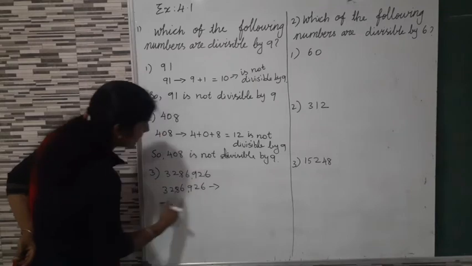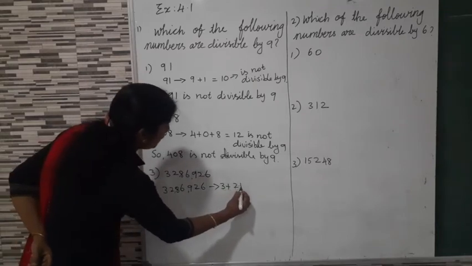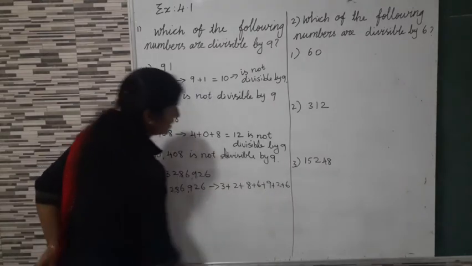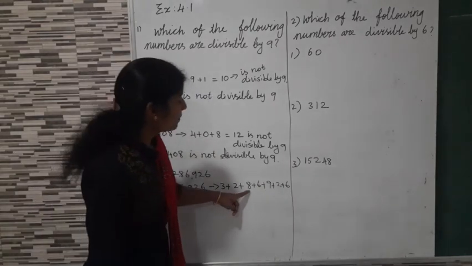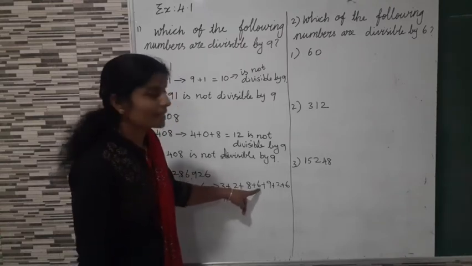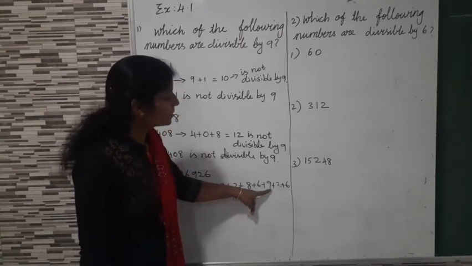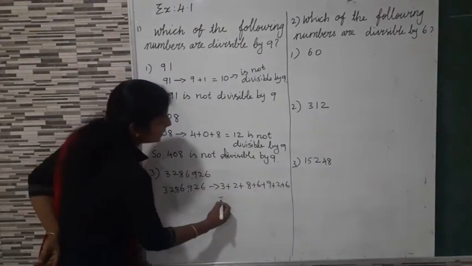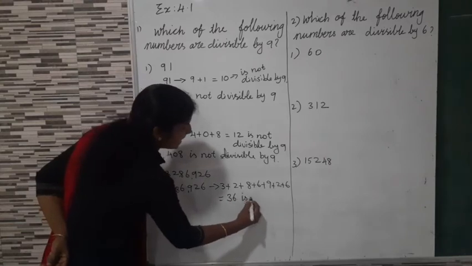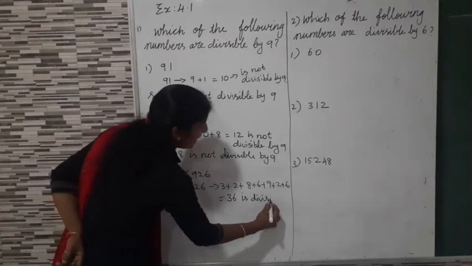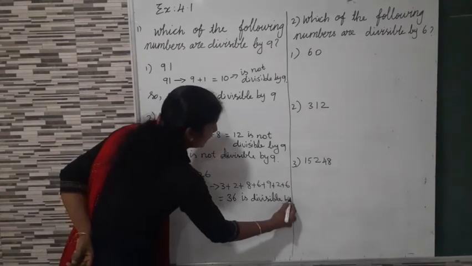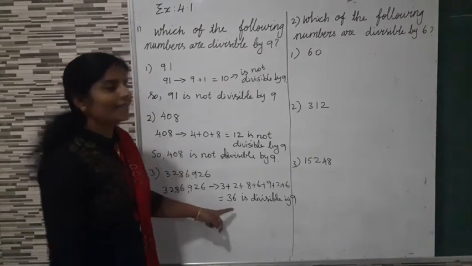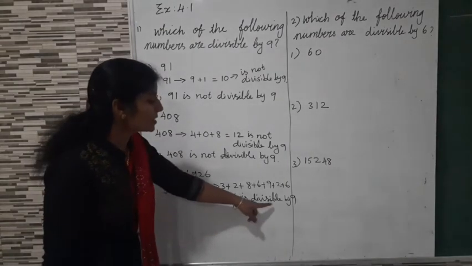3,28,6,926. Now we can add the digits: 3 plus 2 plus 8 plus 6 plus 9 plus 2 plus 6. 3 plus 2, 5. 5 plus 8, 13. 13 plus 6, 19. 19 plus 9, 28. 28 plus 2, 30. 30 plus 6, 36. 36 is divisible by 9. How? 9 fours are 36, isn't it? So 36 is divisible by 9.